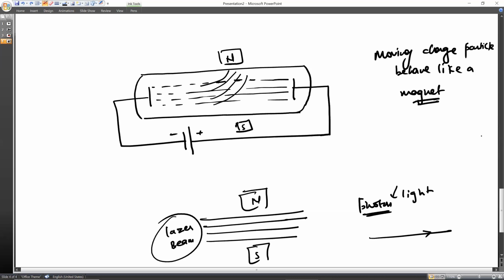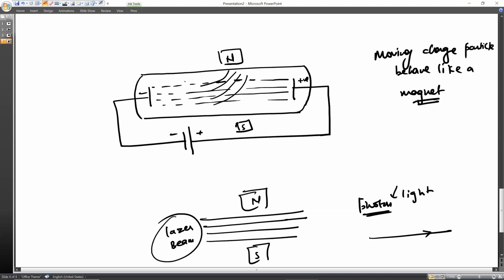Next, first of all, this experiment was done by J.J. Thomson. When we have a very small amount of air, a very low pressure inside this tube, and we pass high voltage current through it, we find that from the negative to the positive terminal, these charged particles start moving.